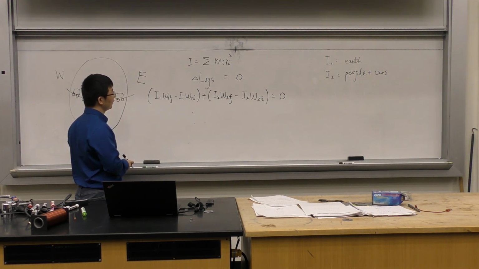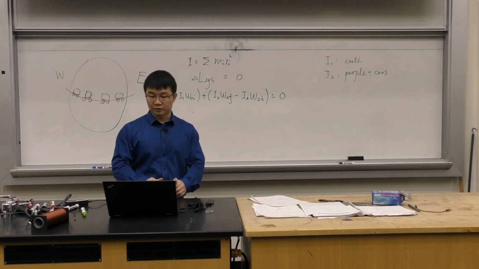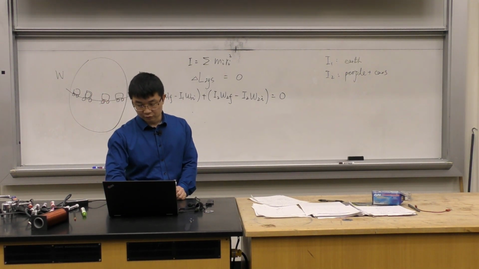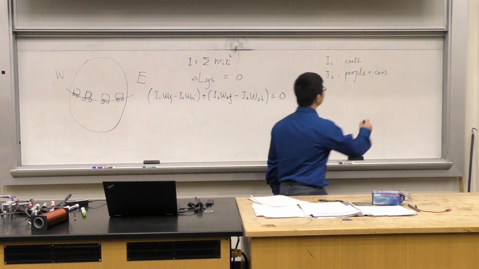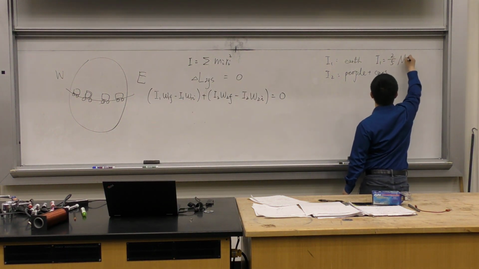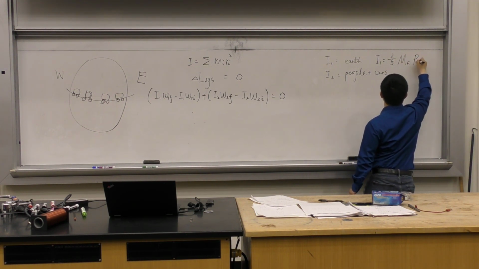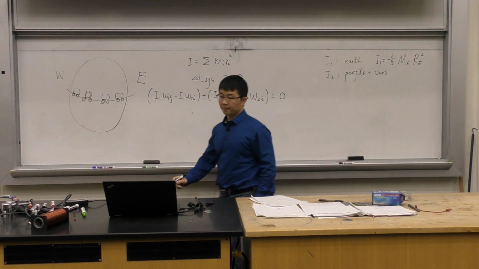Now let's see. How do I calculate these I's? I is always easy, right? For example, the I of the Earth, you can again take a look at the list of the moments of inertia, so you can model it as a sphere. So for I1, the equation I'm going to use is 2/5 the mass of the Earth times the radius of the Earth squared.